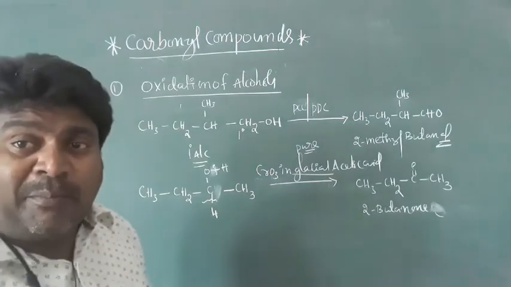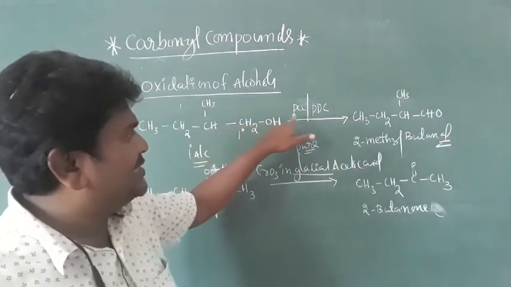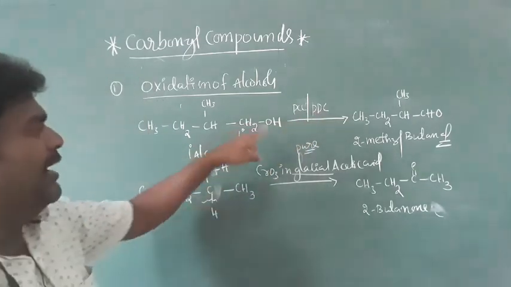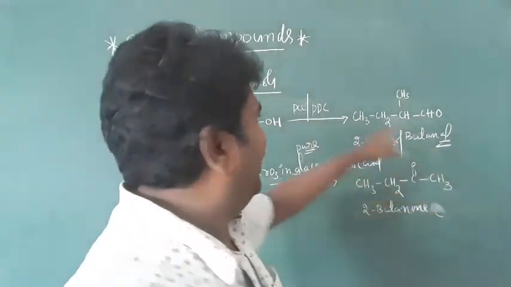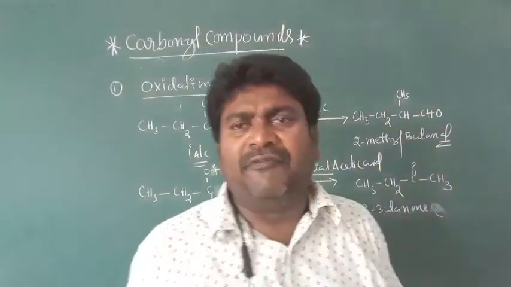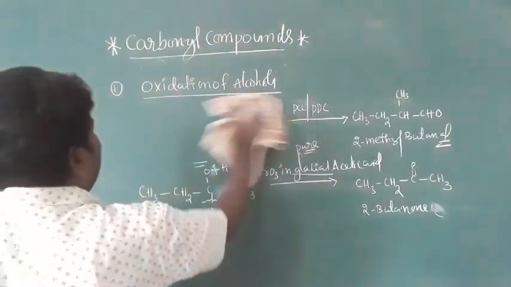So we are using a mild oxidizing agent. This is the mild oxidizing agent, PCC and PDC. That's why it converts into aldehyde. That's all. This is the oxidation of alcohols. Okay, next one, see here.